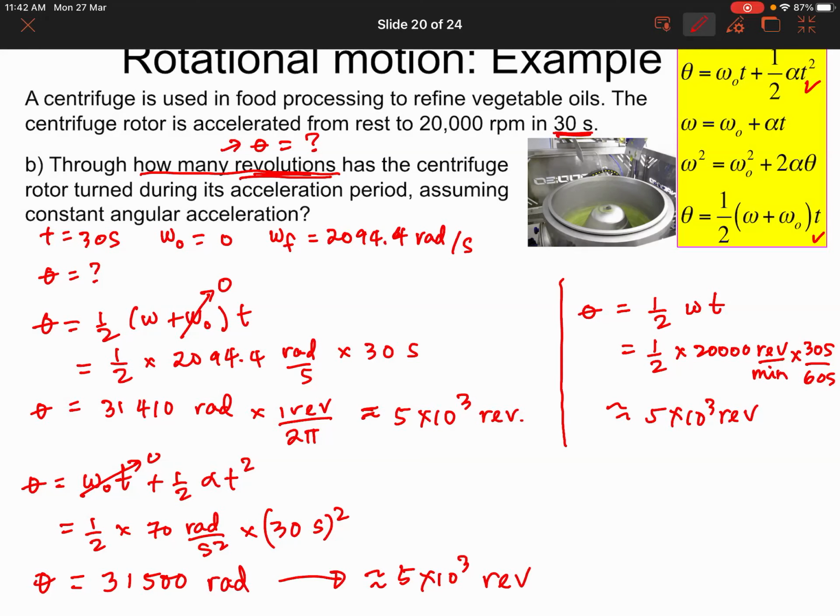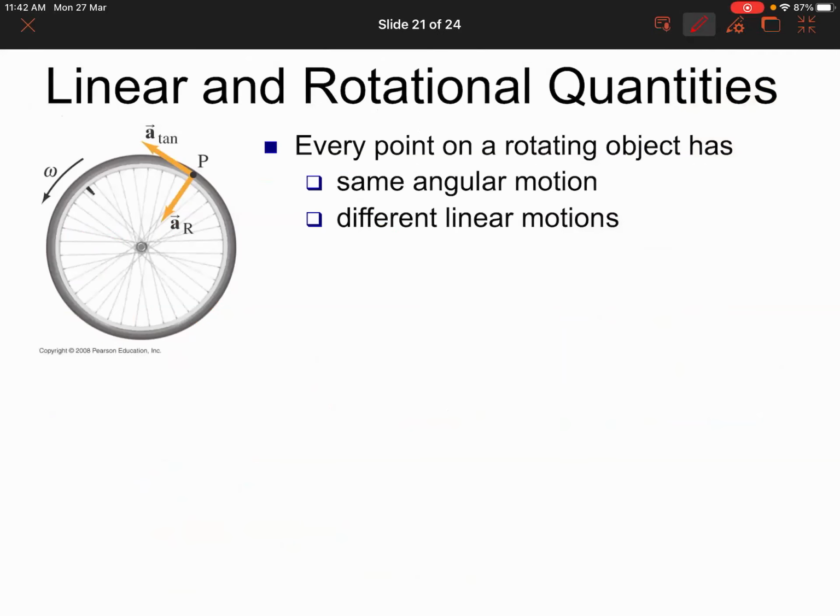All right. Okay, so it should work. Cool. Any question about this solution here? No? Yeah, good. All right, so it's completely equivalent to linear kinematics. Okay, so just changing variables to rotational variables.